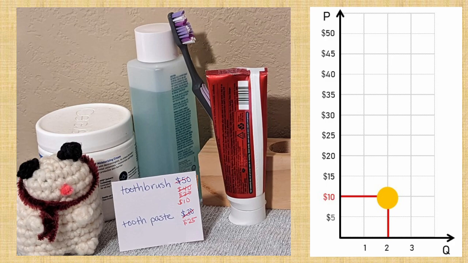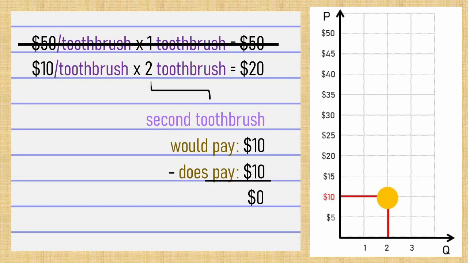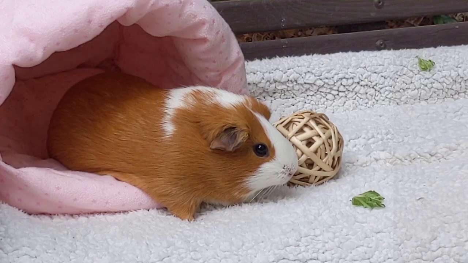When the price is exactly $10, she's not getting a surplus out of her second toothbrush. She's just breaking even on that one. But she gets a surplus on every non-marginal toothbrush. Things are different, though, if she can't buy just one toothbrush.